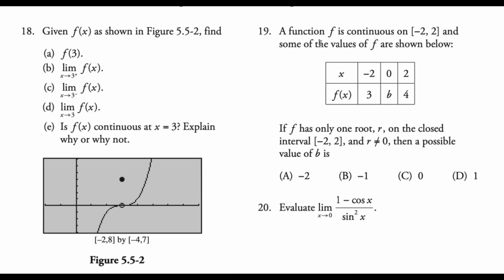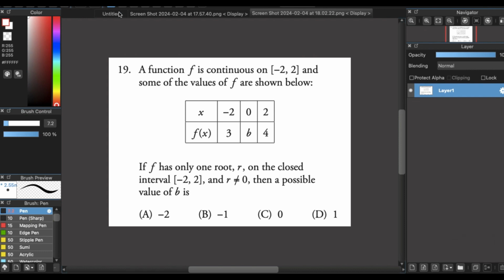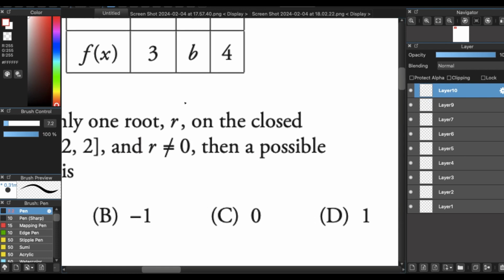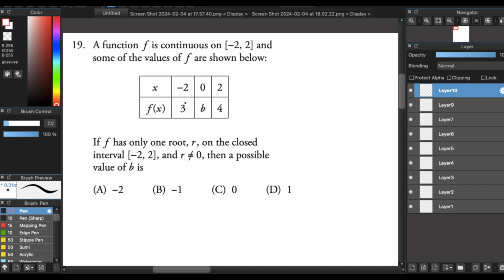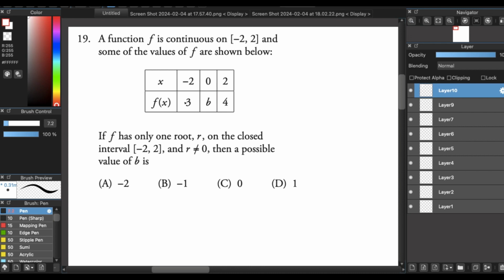A function f is continuous on this interval, and some of the values I've shown below. Okay, we're going to need to do a little bit of drawing for this question. I'm going to put it right here. If f has only one root, r, on the closed interval, and r is not equal to 0, then a possible value of b is... Okay, first, looking at this question, you might think, why is it so confusing? But let's break it down.